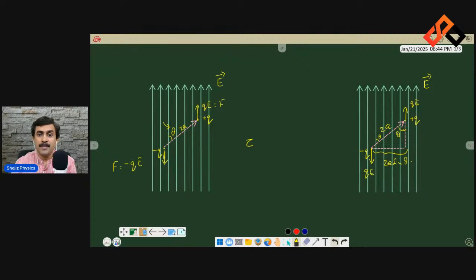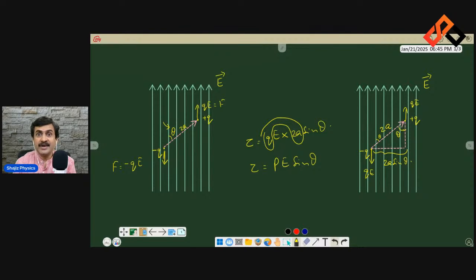So what is the magnitude of torque acting here? Torque can be obtained by taking the product of one of the forces, that is qE, into the perpendicular distance between them, that is 2a sin theta. Now, from the earlier concepts, you will be clearly knowing that q times 2a is nothing but the dipole moment of the dipole. So we can substitute that value: pE sin theta. It is the torque.